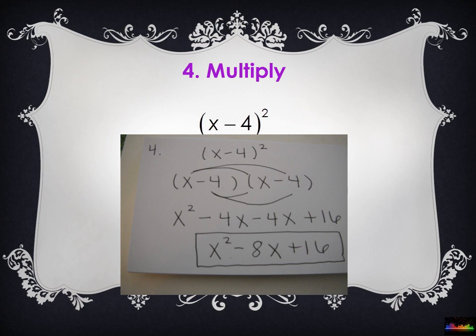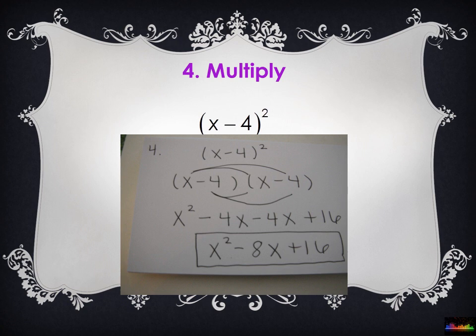Squaring means to multiply something by itself. Well, the term that's being squared is x minus 4. So we have to rewrite this to be x minus 4 times x minus 4. Then you will use your double distributive property. Your first terms of your binomials multiplied together plus your outer term, then plus your inner two terms multiplied together plus your two last terms multiplied together.